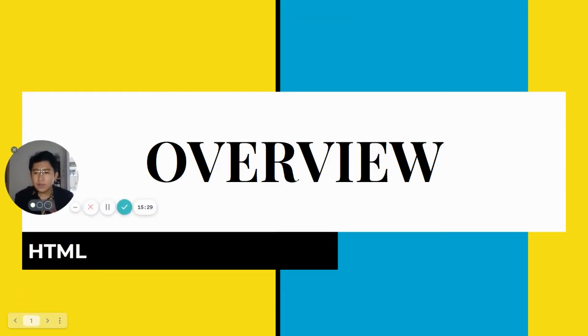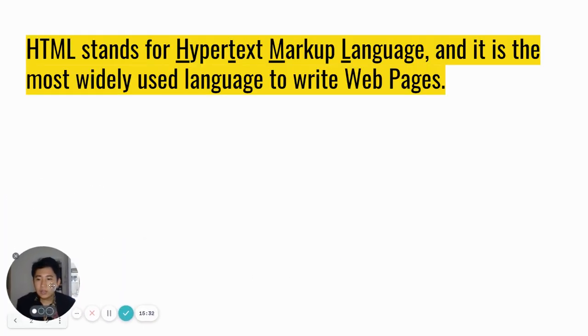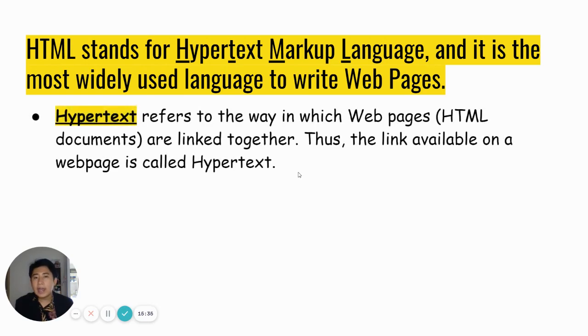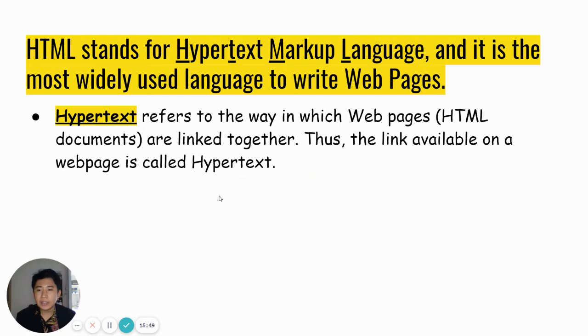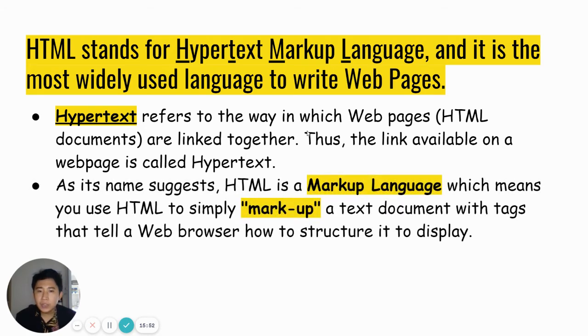Okay, overview of HTML. So HTML, again, stands for Hypertext Markup Language. I already discussed this earlier. And it is the most widely used language to write web pages. Okay, so hypertext refers to the way in which pages like HTML documents are linked together. Okay, that's the meaning of hypertext. The web pages that you create can be linked together, okay? Thus, the link available on a web page is called hypertext, okay?